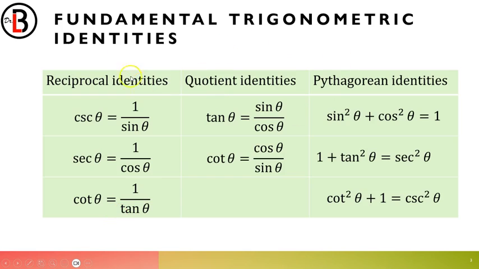The quotient identities, you'll have tangent theta is sine theta over cosine theta, and of course its reciprocal, the cotangent, you flip this as cosine theta all over sine theta. And lastly, the three Pythagorean identities, wherein you have sine squared theta plus cosine squared theta is 1, 1 plus tangent squared theta is equal to secant squared theta, and cotangent squared theta plus 1 is cosecant squared theta.